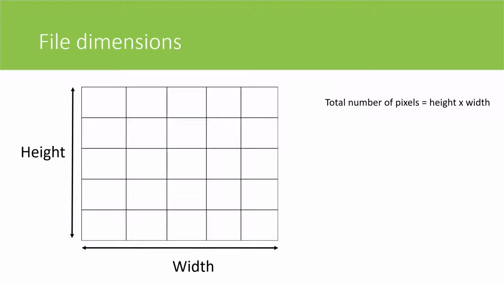The size of a bitmap image depends on its height and its width, and the total number of pixels in an image is the number of pixels in height times the number of pixels in width.